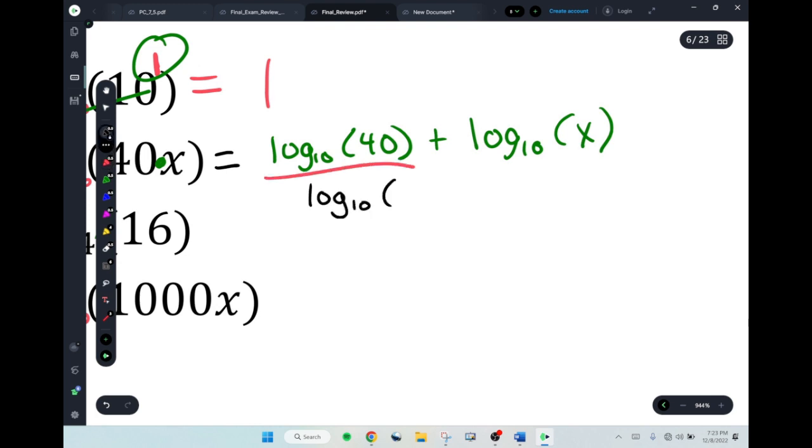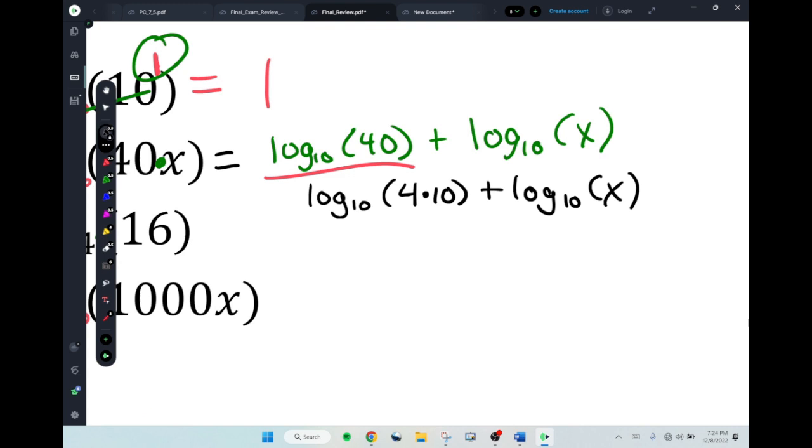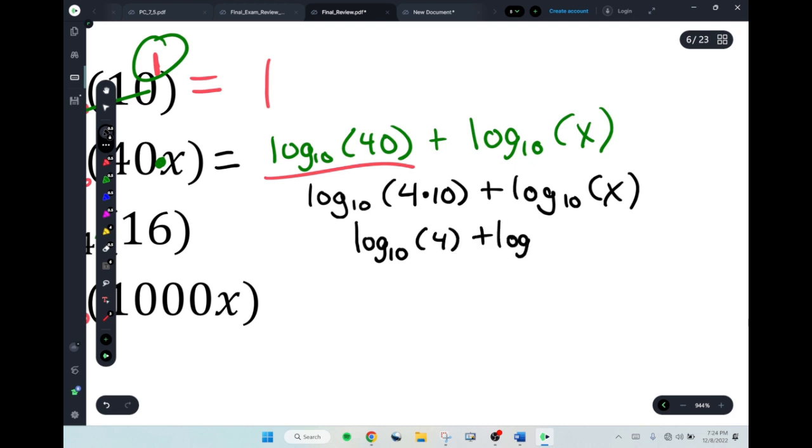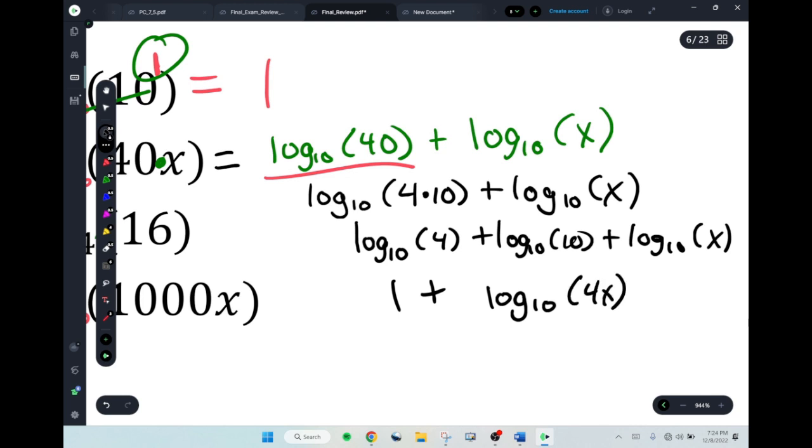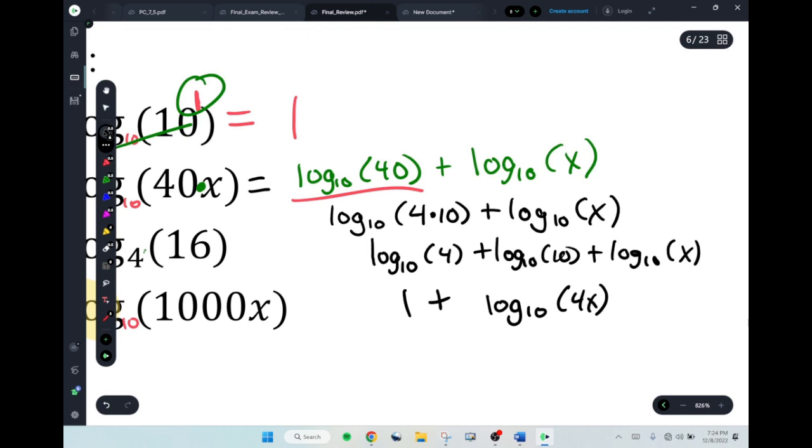Log 10 of 4 times 10, right? That wasn't a special step. That's just me knowing that 40 is 4 times 10. So now watch this. Log 10 of 4 plus log 10 of 10 plus log 10 of x. Right? So 1 plus log 10 of 4x. All these are different ways to write it. I don't know what the right answer is here. It's just all different ways to write the same thing.